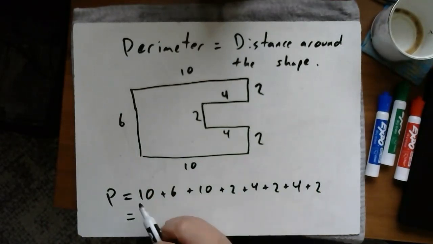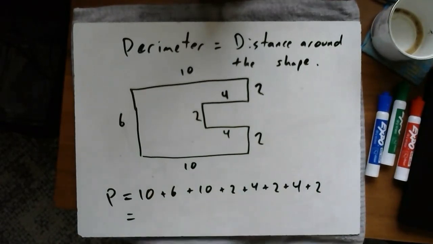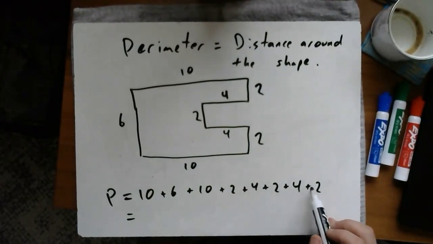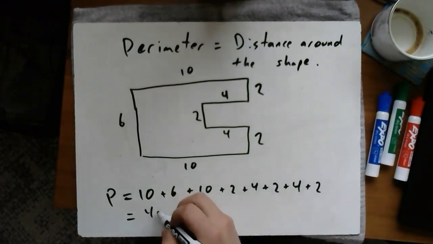All right, now we just add these up. I can do it in my head. So 26, 28, 32, 34, 38, and 40. So the perimeter of this shape is 40.